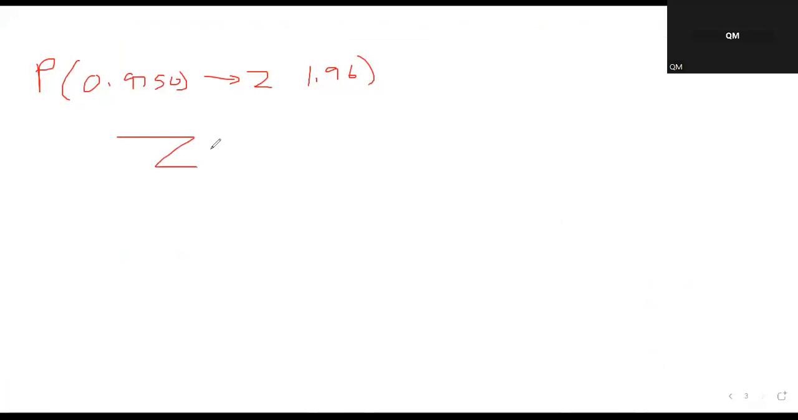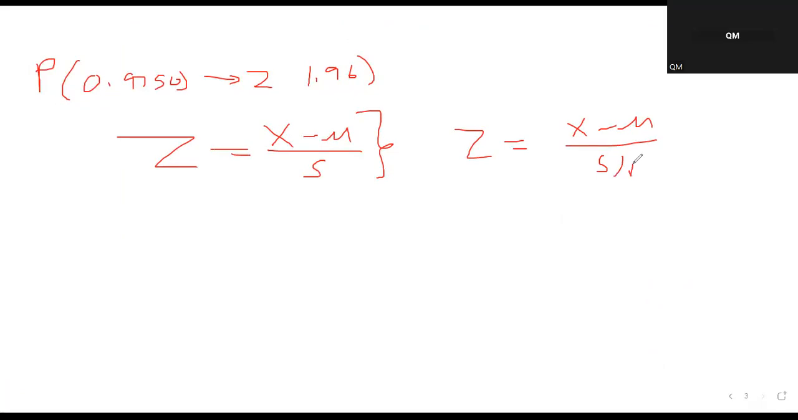Now, this is what we call standardization. We have Z is equal to X minus mu over standard deviation. This is what we call standardizing. If we have a sample size, sometimes we say Z is equal to X minus mu over standard deviation over square root of n.